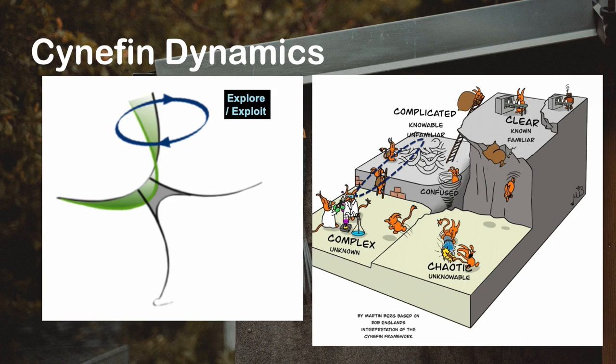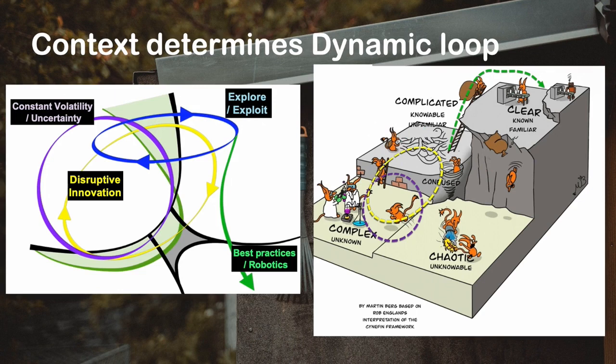However, we must not be complacent. So we monitor for non-repeatability, and if it happens, then we move back to complex. Context dictates the natural cadence of flow. It will be a short timescale in retail, a longer one in manufacturing. Context will also determine the Cynefin dynamic loop or strategy to choose.